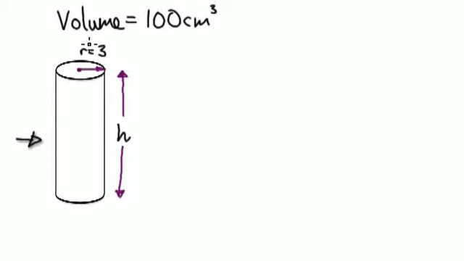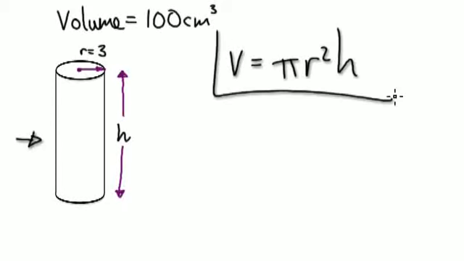Last time we were trying to work out the radius. Now we're given that the volume is 100 and the radius has to be 3 centimeters. What must the height be in order to give us a volume of 100? So here, we'll write down the formula pi r squared times h. This is our magical formula here.